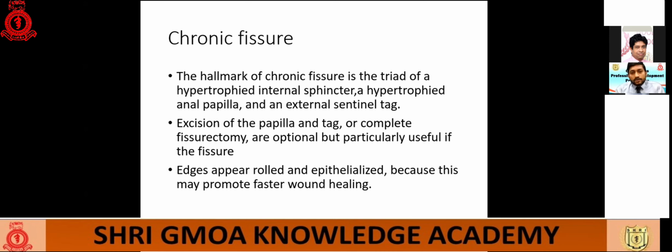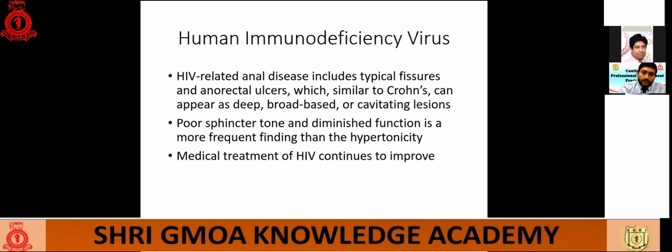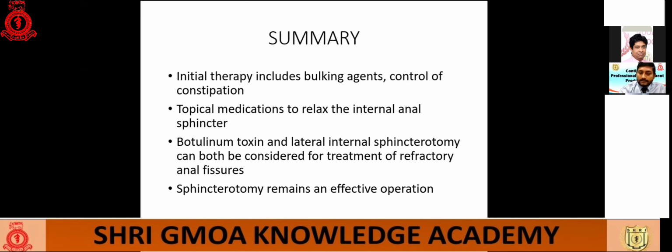A bit about chronic fissures. As I told you before, the hallmark of a chronic fissure is the triad of hypertrophied internal sphincter, hypertrophied anal papilla, and external sentinel tag. In these patients, we can do a fissurectomy, where you resect the hypertrophied papilla, skin tag, and the rolled up edges of the fissure, which allows healing of the fissure. In instances where you suspect atypical fissures, HIV and Crohn's disease should be considered, and treatment of these diseases would lead to healing of the fissure.